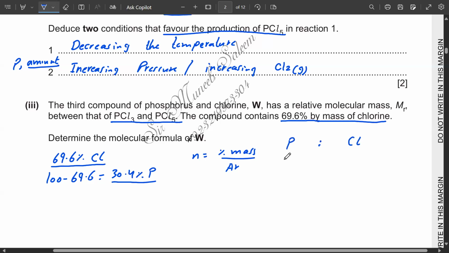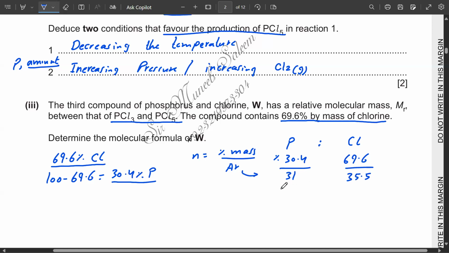Phosphorus ratio chlorine. The percentage mass was 30.4 for phosphorus, and for chlorine we have 69.6. Now we divide these values by the relative atomic masses. For phosphorus we have the value of 31. For chlorine the value is 35.5. These are the relative atomic mass values, AR values.